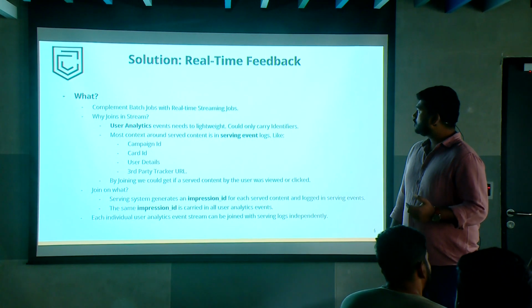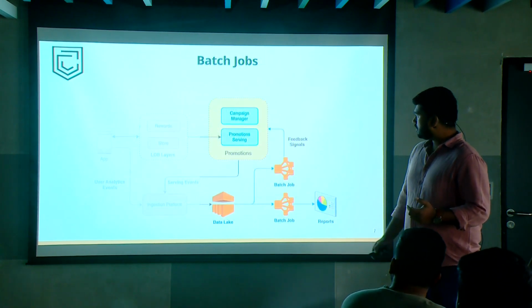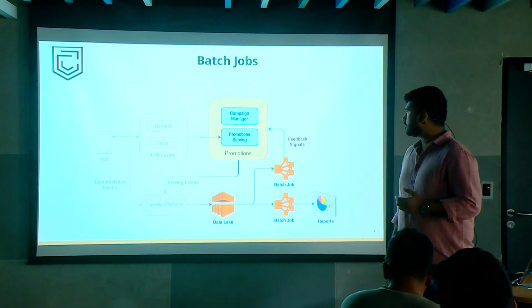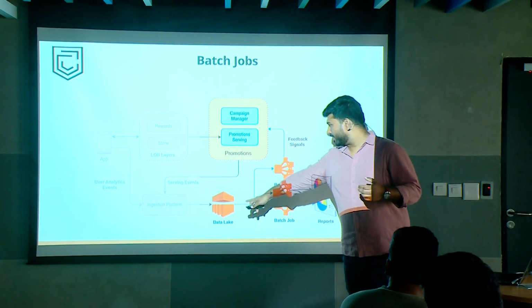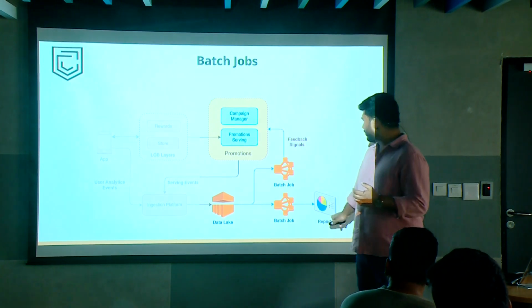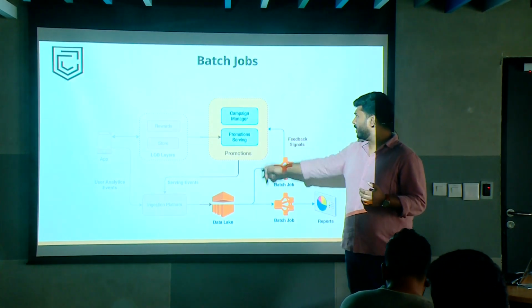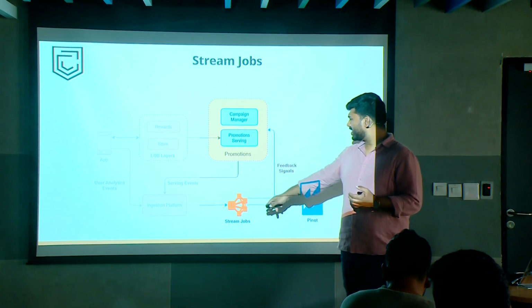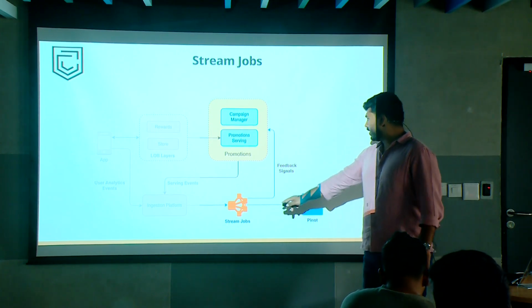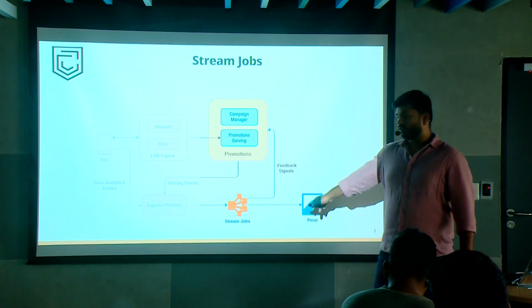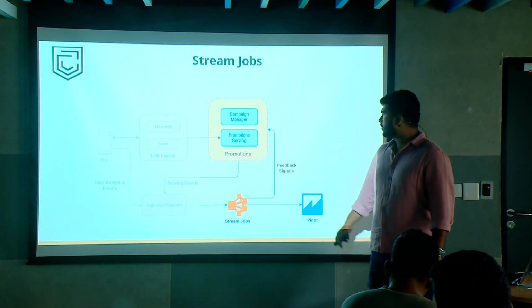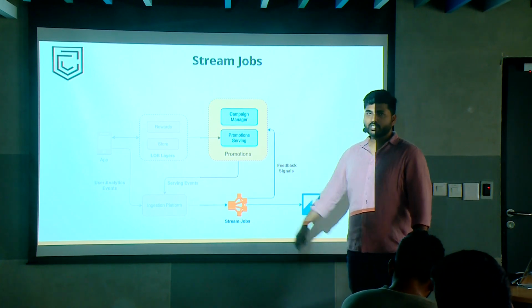So as I'm reiterating the same thing, we got the events here. We did the batch jobs where we would generate reports in batch, and the feedback signals were in batch. So we wanted to replace it, or actually complement it, with a stream job that does the same thing but in real time, where it powers real-time analytics, pushes to Pinot store, where you can get Superset dashboards updated in real time, and the feedback signals are much more real time.